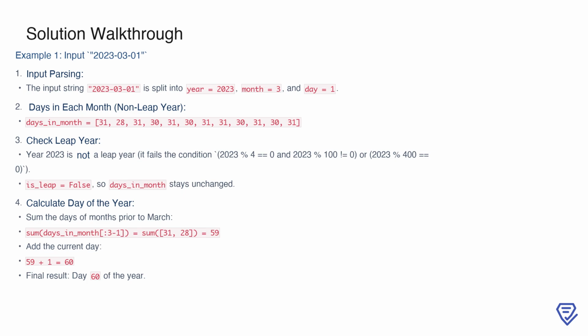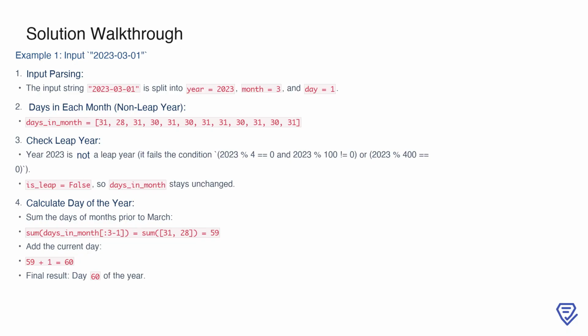For the example input March 1, 2023, the string is split into 3 components: the year, which is 2023, the month, which is 3, and the day, which is 1. Now, we need to account for the number of days in each month for a non-leap year. This is represented by the list days_in_month, where January has 31 days, February has 28, March has 31, and so on. Since 2023 is not a leap year, the number of days in February remains 28.